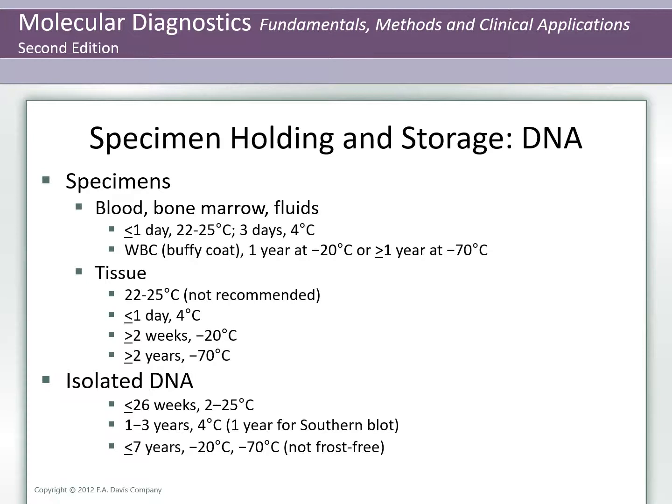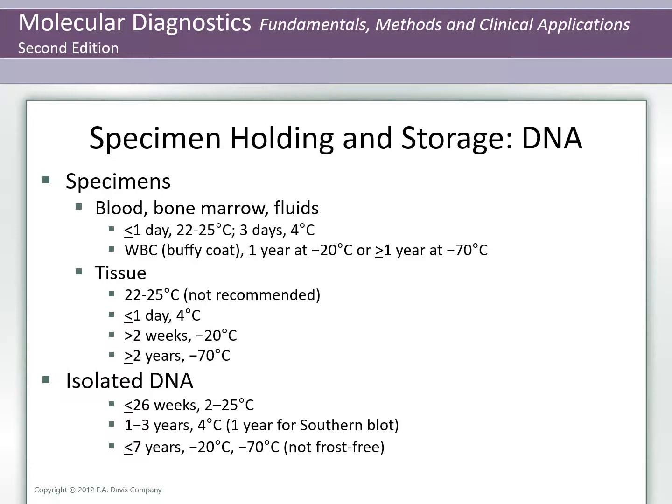The general rules for holding specimens for processing differ depending on the analyte and its stability in the cell. Many molecular methods do not require integrity of tissue or cell structure, only that the nucleic acids remain intact. Table 16.2 outlines specimen storage requirements for nucleic acid extraction and is summarized on the next few slides. Blood, bone marrow, and fluid samples can be held for less than a day at 22 to 25 degrees Celsius. So these samples are stable at room temperature. They can be held longer for 3 days at 4 degrees Celsius refrigerated. When the buffy coat is extracted and centrifuged down from these samples, they're stable. It can be held for 1 year at freezer minus 20 degrees or greater than a year at minus 70 degrees.